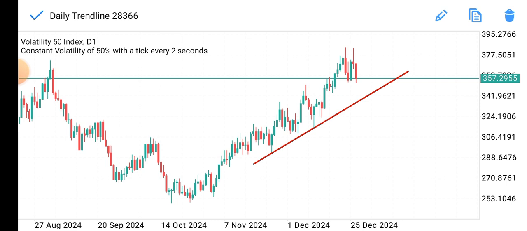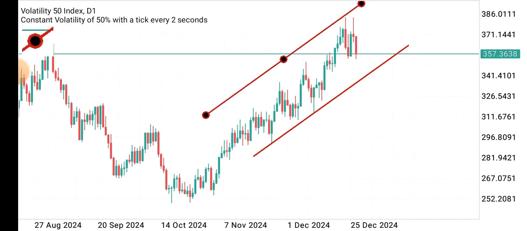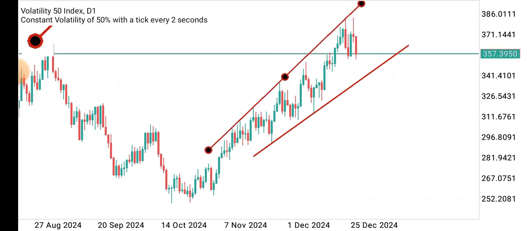And if I duplicate this line, you're going to have something like this that makes it look like a channel. No, this is, I think, an ascending flag. I don't know what they call it, but this structure you see here signifies the market will be selling to the downside. The market will be breaking out to the downside.